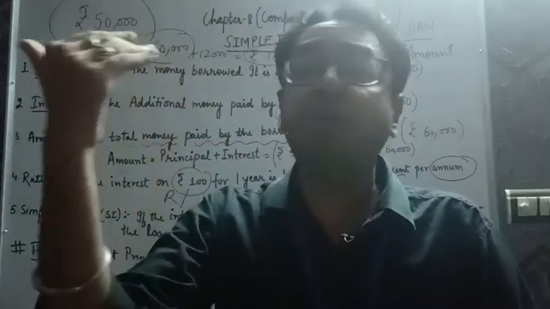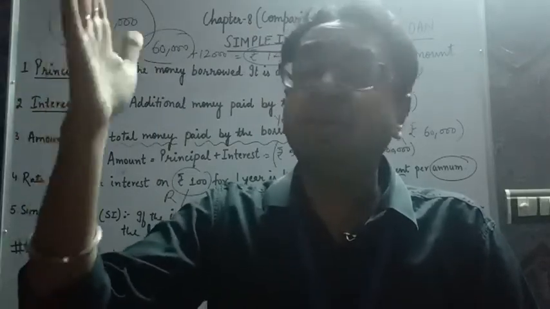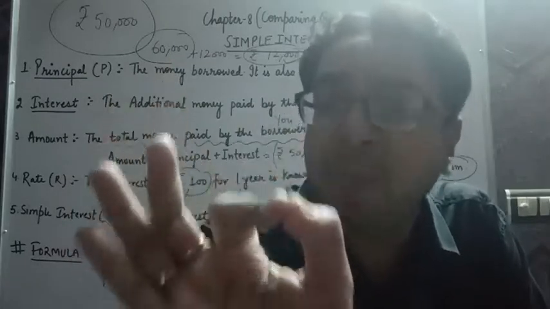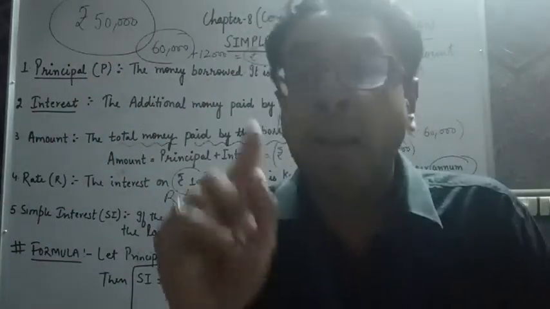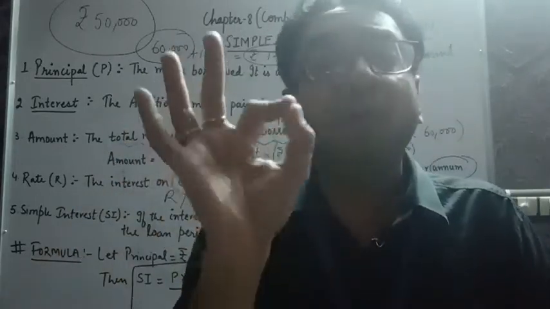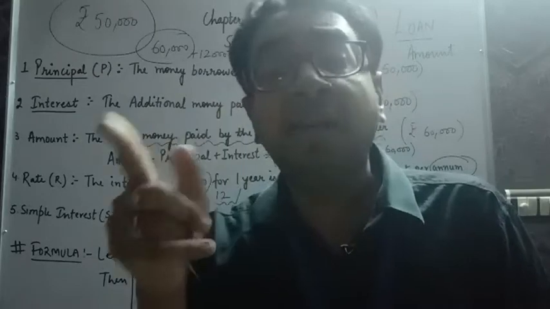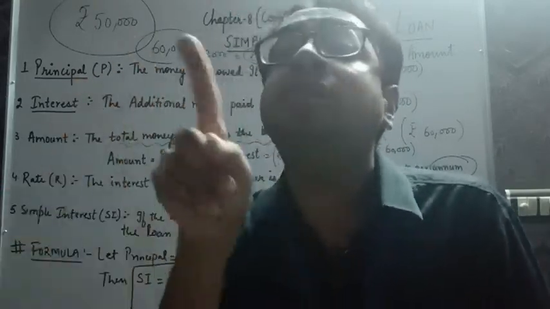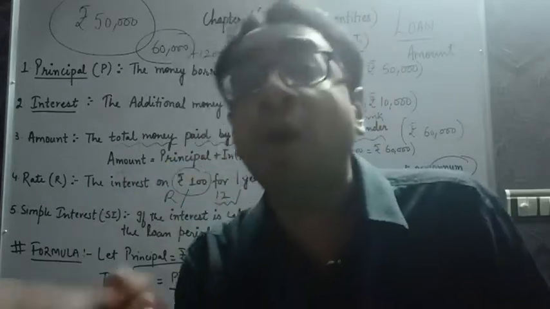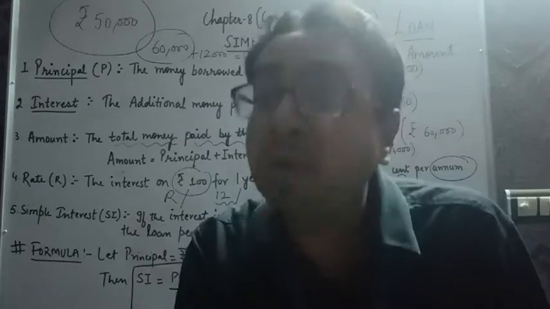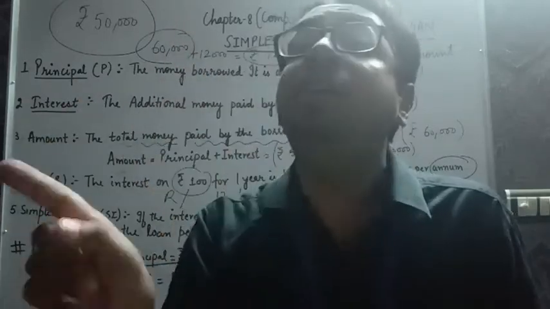Either the loan keeps on for 10 years, 20 years, 30 years, 40 years, whatever. But whatever the money you borrowed, you will pay the interest on that amount only. That is SI. But in CI, what will happen? For example, the first year you borrowed 50,000 rupees, but next year the amount became 60,000. Now you will pay the interest for 60,000. Now second year your amount became 72,000 after adding interest. Now third year you will be paying the interest for 72,000.